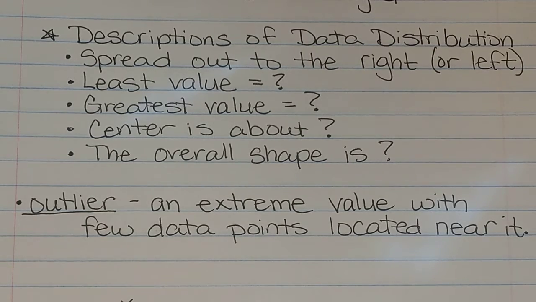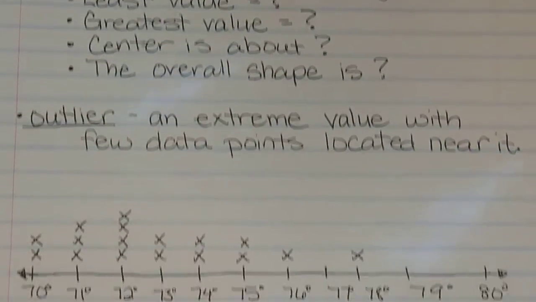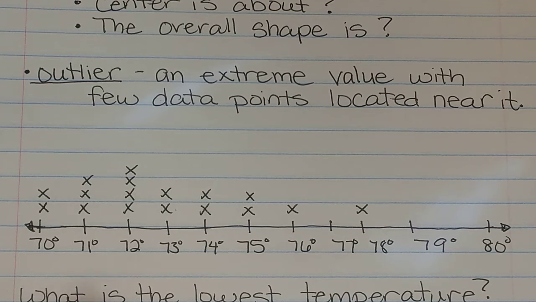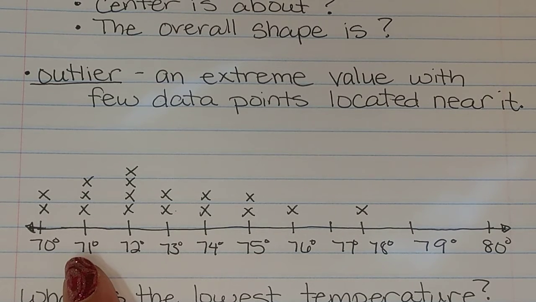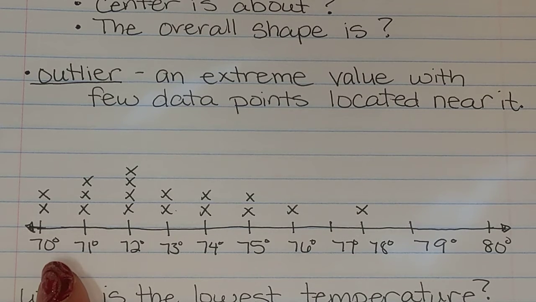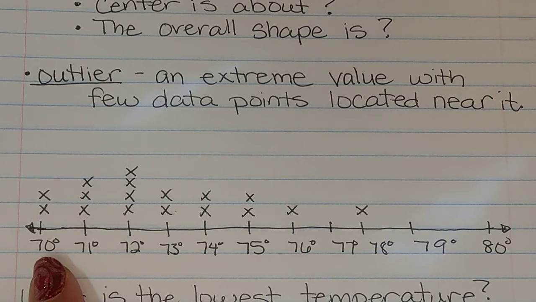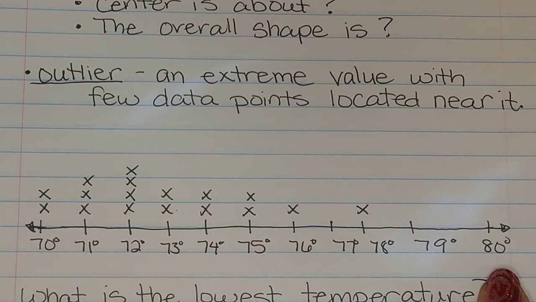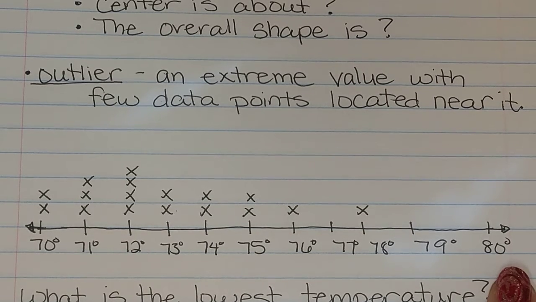Let's look at a graph and solve a couple problems together. Here we have a graph showing temperatures. These temperatures happen to be in May of a year. You can see that we have our start at 70 on our graph, and our graph ends at 80.